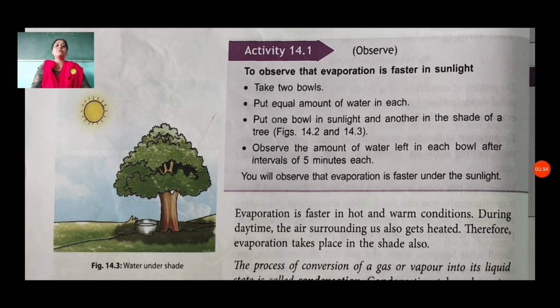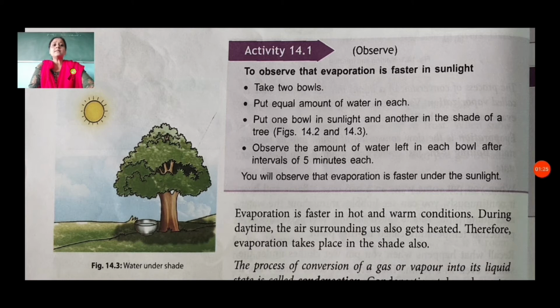During daytime, evaporation is faster because we all know we get the heat of the sun and the atmosphere becomes warm and hot, and because of this condition evaporation is fast in daytime. The air surrounding us also gets heated, therefore evaporation takes place in the shade also.